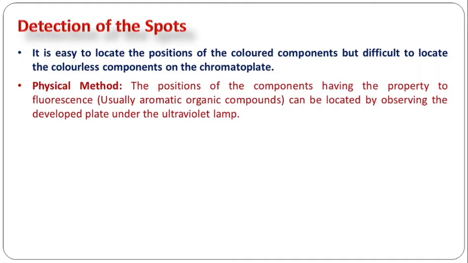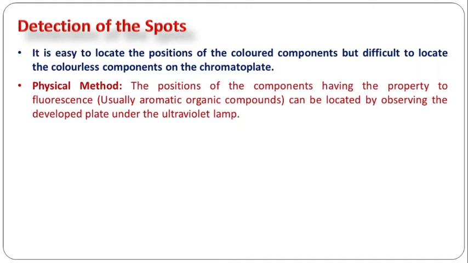And the position of the components having a property of fluorescence, usually aromatic or unsaturated organic compounds, can be located by observing the developed plate under the ultraviolet lamp. So whenever the plate is dried, then put it under the light of an ultraviolet lamp.